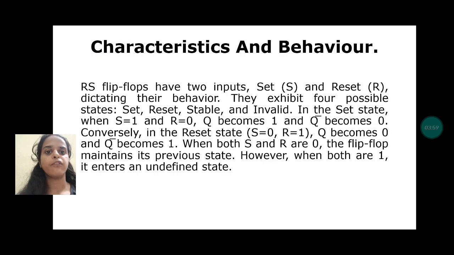Characteristics and behavior of the RS flip-flop. The RS flip-flop has two inputs, set and reset. Depending on their behavior, they exhibit four possible states: set, reset, stable, and invalid. In the set state, S equals 1, R equals 0. Q becomes 1 and Q dash becomes 0. Conversely, in the reset state, S equals 0, R equals 1. Q becomes 0 and Q dash becomes 1.